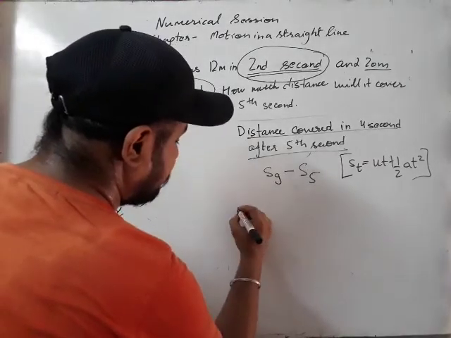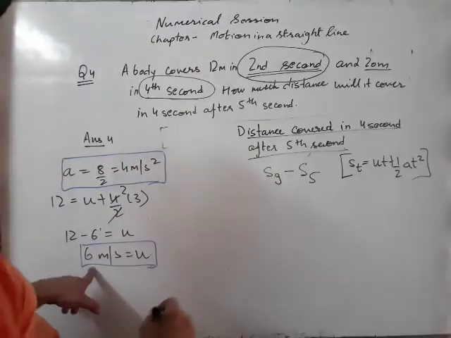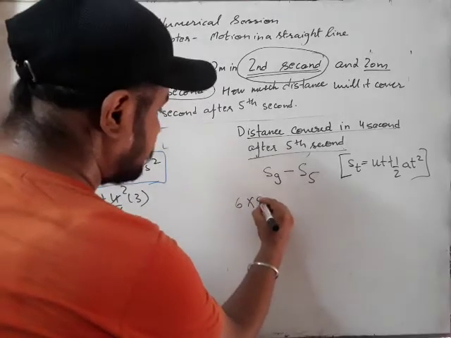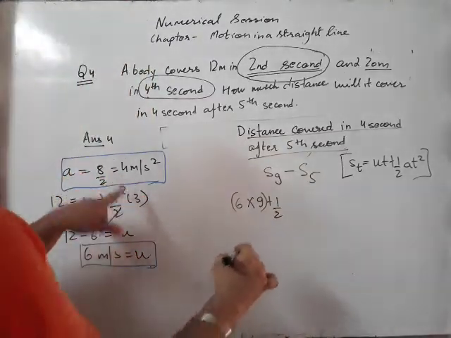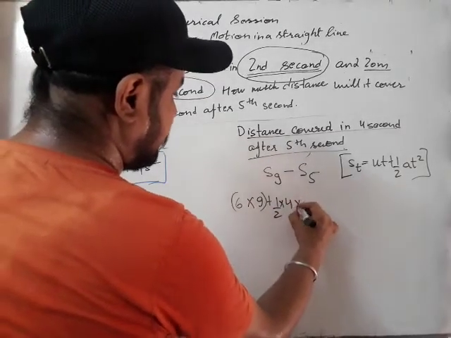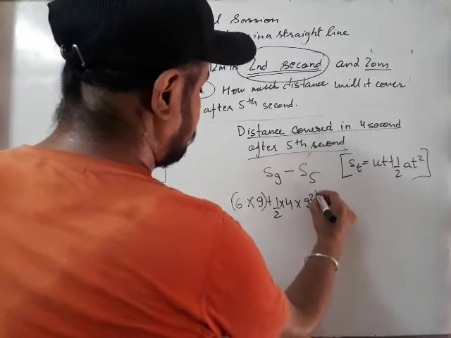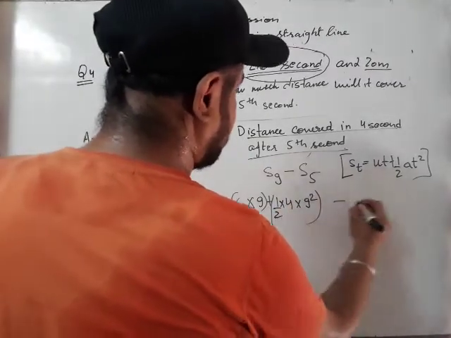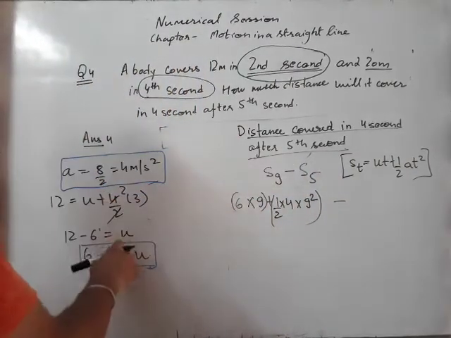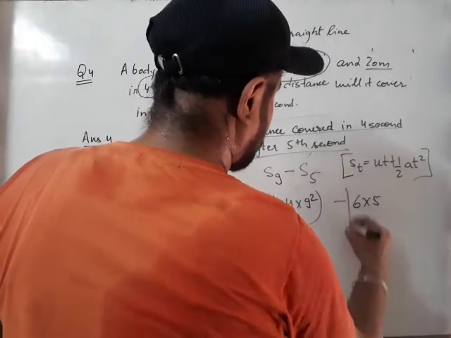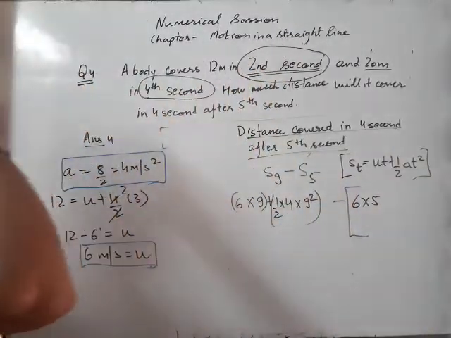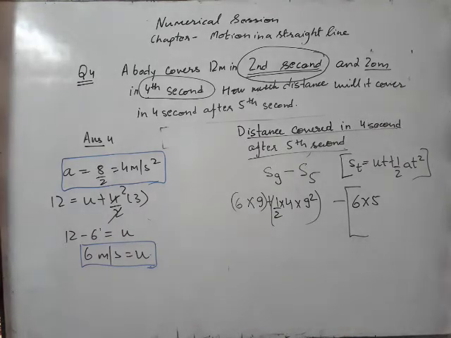That is S9 will be equal to u. U over here is 6. 6 into 9 plus half of, in brackets we can write down a. a is 4, we have found in the last step. And t square is 9 square. We will also be putting this in bracket and subtracting from it the value for the first 5 seconds. We will be putting 6 into 5 plus half of 4 into 5 square in square brackets.